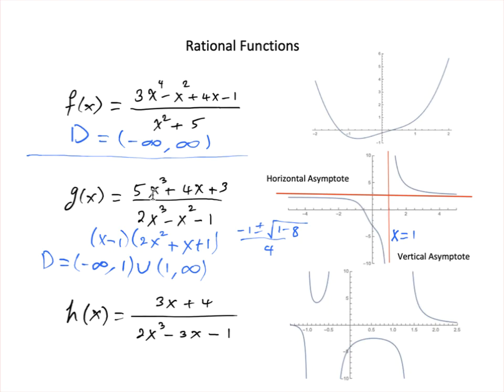And that is only if the degree of the numerator is not greater than the denominator. If the degree of the numerator is greater, then it has some other kinds of asymptotes. They're called slant asymptotes. If the numerator is degree 1 more, then that slant asymptote is a straight line.